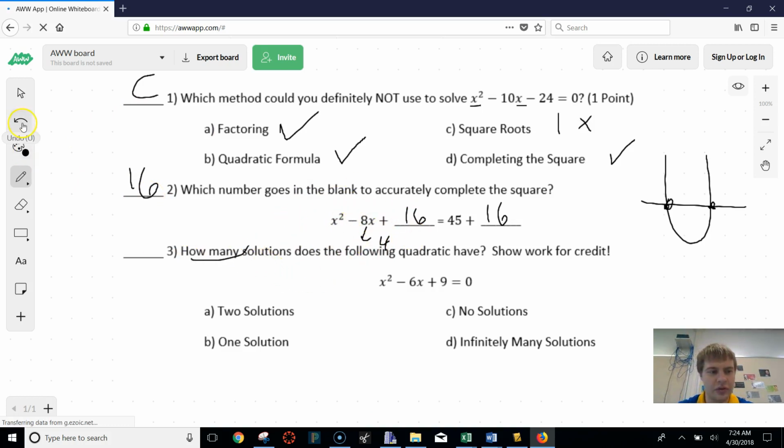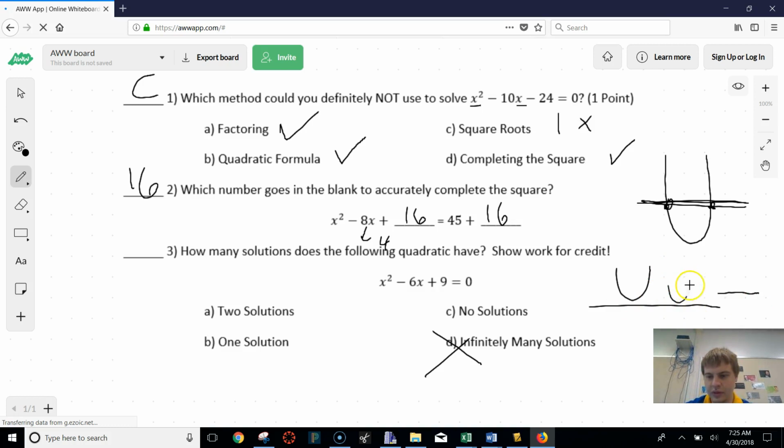And then, how many solutions does this quadratic have? Well, this quadratic, for one thing, can't have infinitely many solutions because it can't cross this axis infinitely many times. So we know D is gone. And we're basically trying to figure out, does it do this? Does it do that, where it hits once? Or does it cross twice like we had up there?